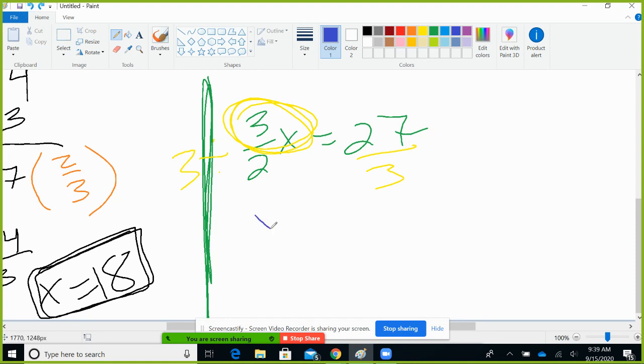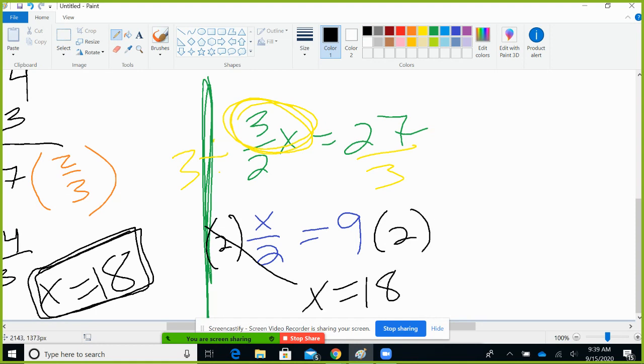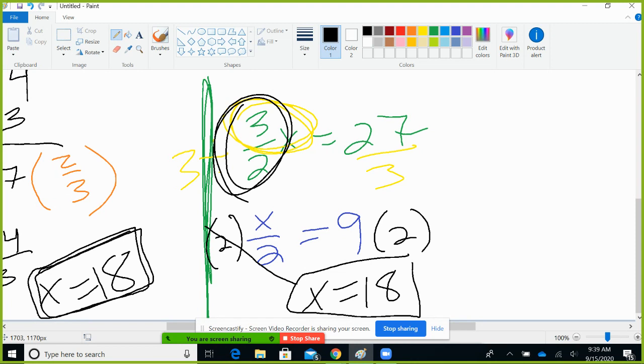What I'm left with is x over 2 equals 9. And then x divided by 2, I would multiply by 2. So those cancel out, multiply by 2, and I get x equals 18. So you could turn it into 2 steps. If you want to, when you have 3/2, you could divide by 3 first and then multiply by 2 second. So you could turn it into 2 steps if you want to. Does that make sense?